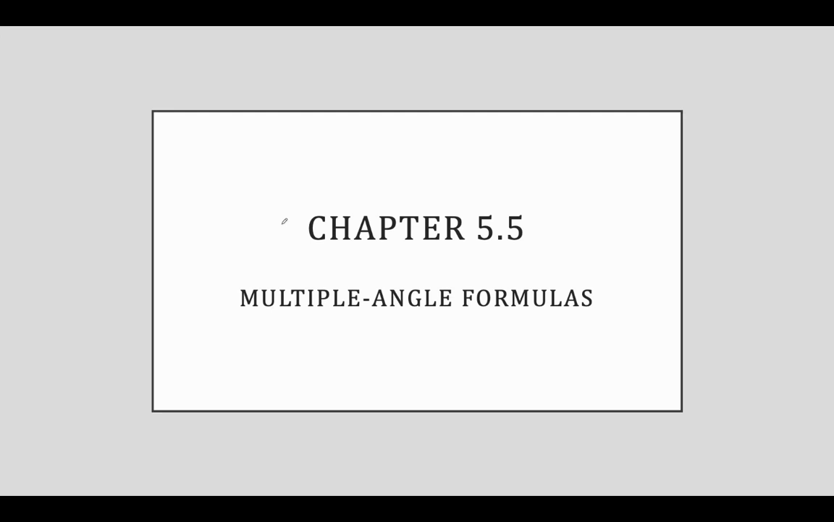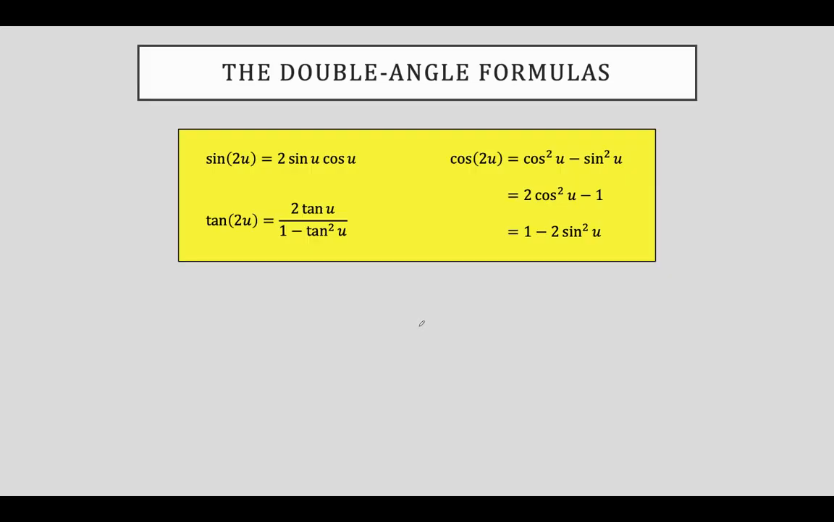In chapter 5.5, we introduce two more sets of trig identities. Here we talk about our multiple angle formulas. Remember, when you see the word multiple angle, think multiple of an angle, or multiplication of an angle. Here are our double angle formulas, and you might notice that inside of each one of these trig functions, we see 2 times u. All right, so these are the double angle formulas.